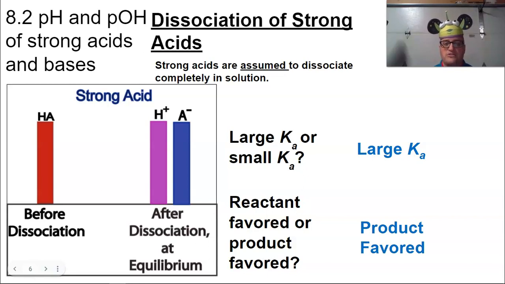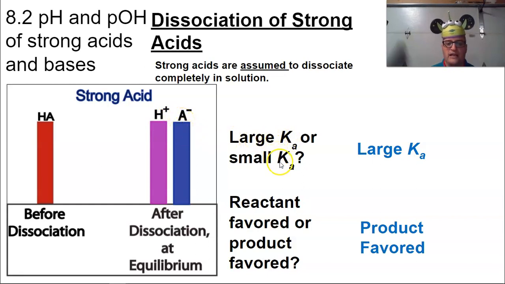So dissociation of strong acids is then coming apart in water. Strong acids are assumed, again, in reality there are some differences, but we're going to assume that they dissociate completely in solution. So whatever we have here, we get the full amount in proton and conjugate base.